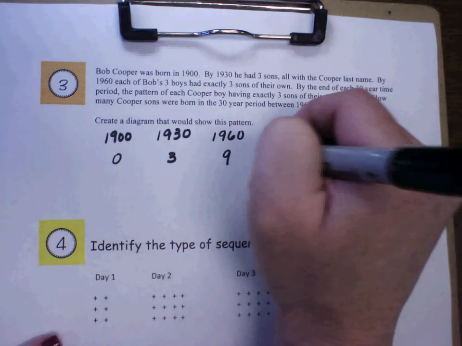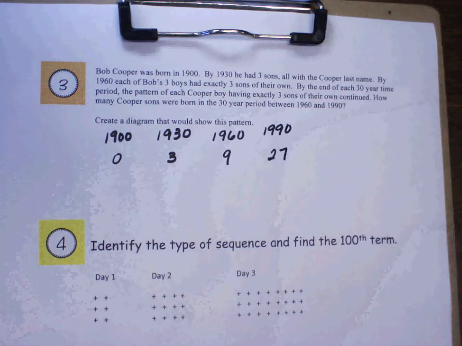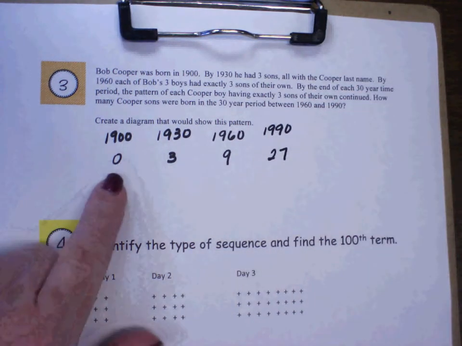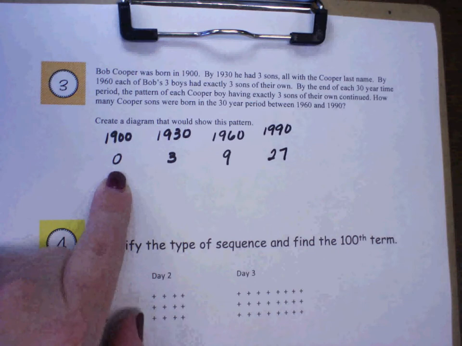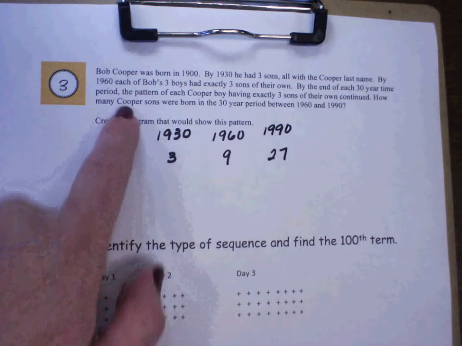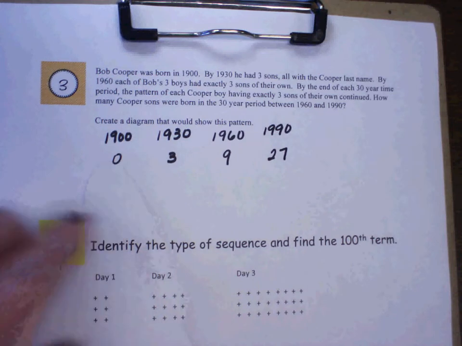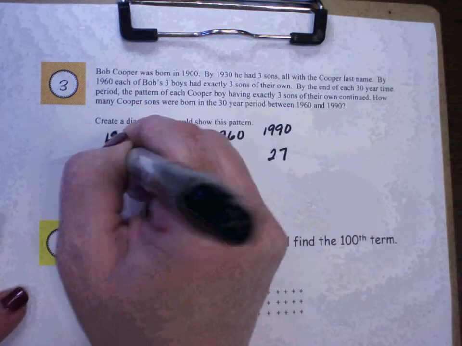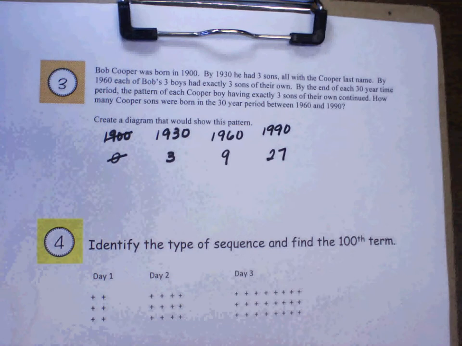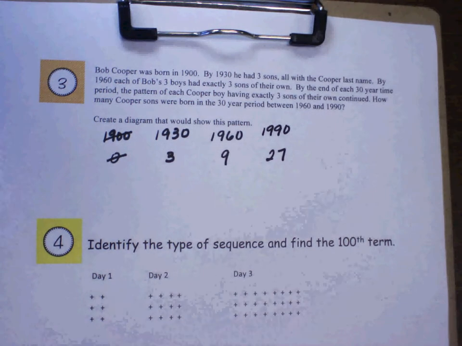All right. So in reality, do I need the 1900? No, I don't. I just wanted you to understand the difference between being born and, after 30 years, having 3 sons.